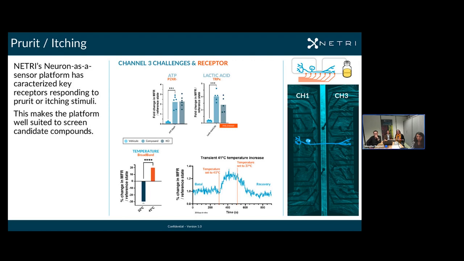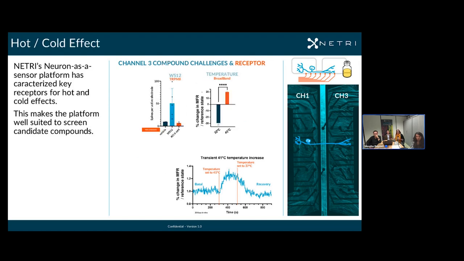For example, if you're interested in pruritus or itching, we've been able to show that the platform can respond to differences of temperature, but also we can look at ATP-induced response and how these sensory neurons are activated by it. Also, we can target pH or the TRPA1 receptor with lactic acid. Similarly, the platform can also be used for a hot-cold effect.